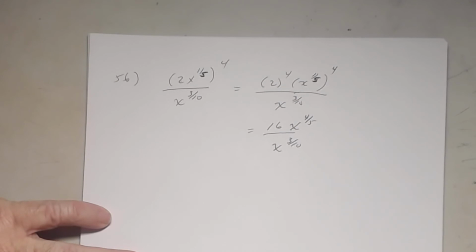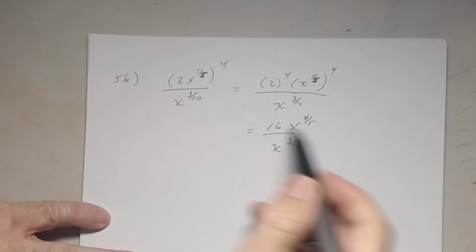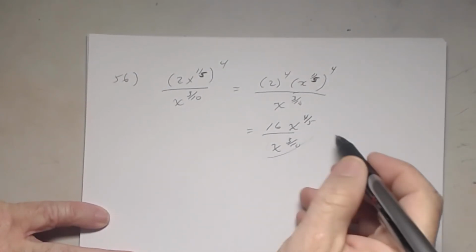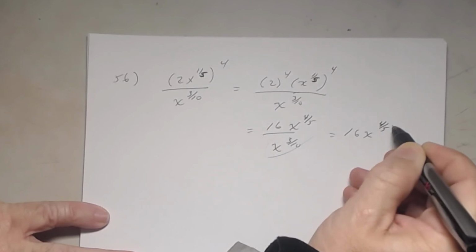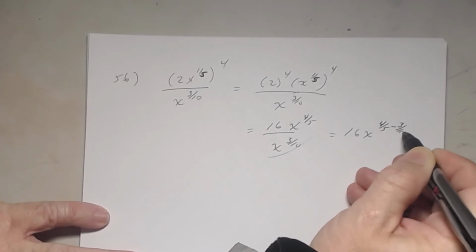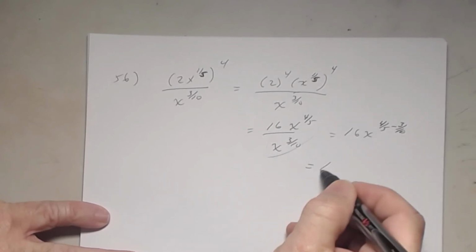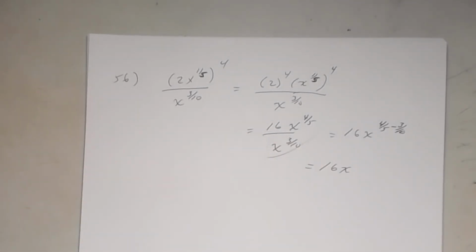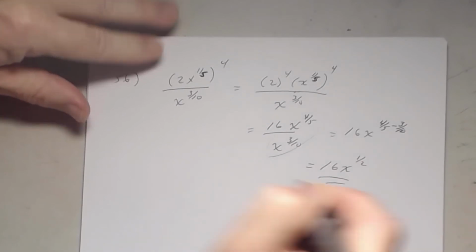Okay, so now what rule do I need to use next? Quotient rule with these, correct? Subtract them. So that becomes 16 times x to the 4 fifths subtract 3/10. Now use your calculator for that subtraction. 4 fifths subtract 3/10 equals 5/10, which is a half. So 16x to the 1/2. There's your answer. You're done.